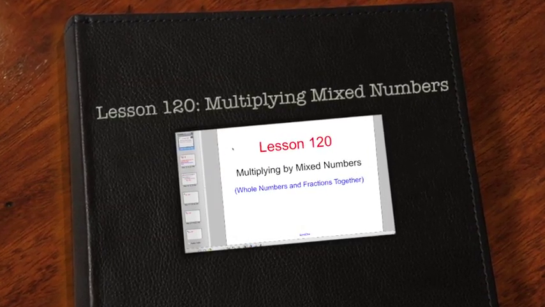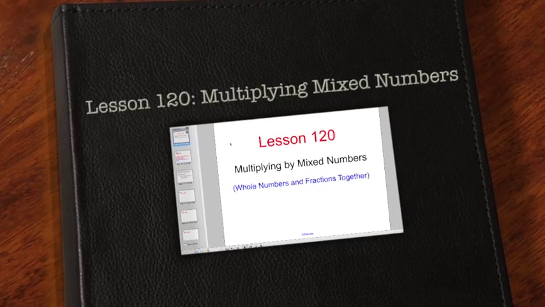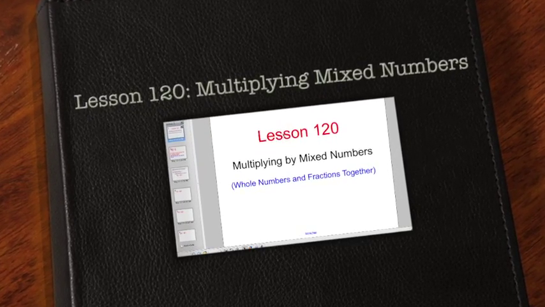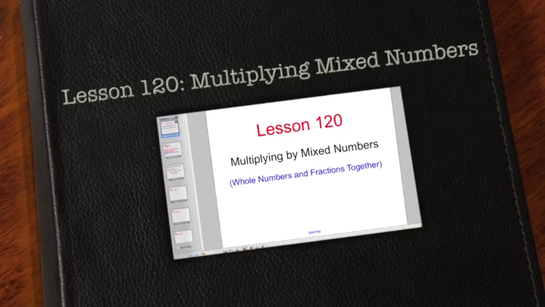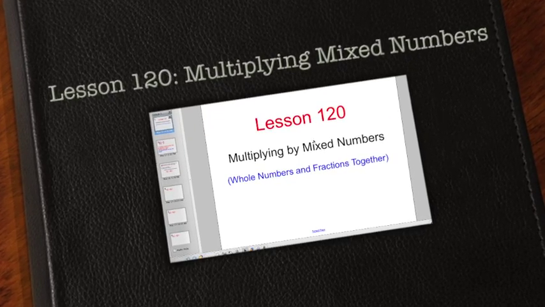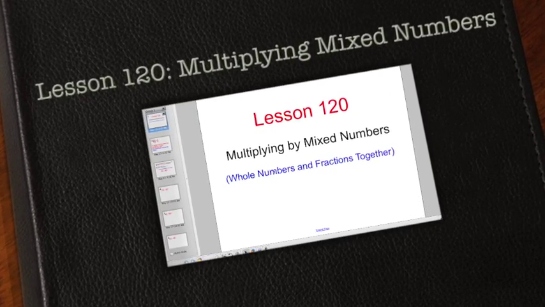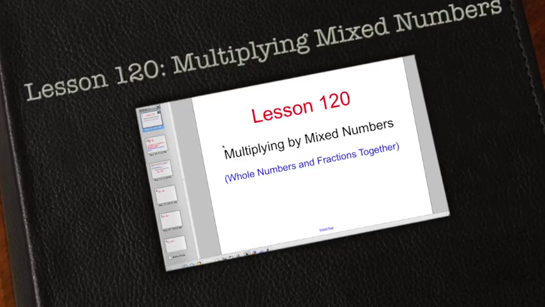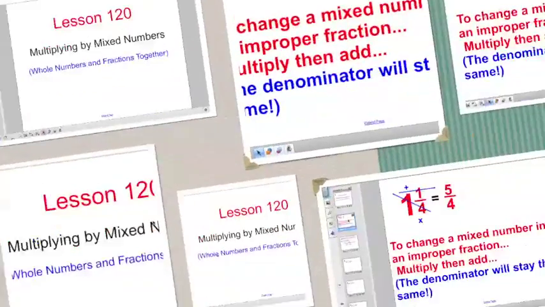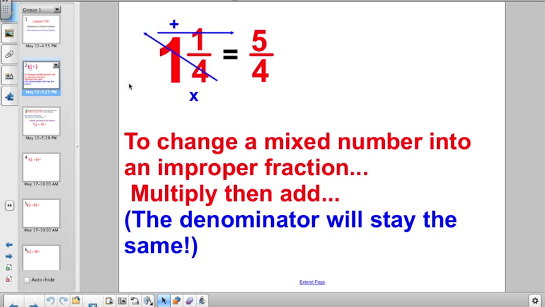Good morning. It's been a long time coming, but here it is, the final math lesson 120. Today we're talking about multiplying by mixed numbers. Remember, mixed numbers are whole numbers and fractions together. So let's kick off with a little review.